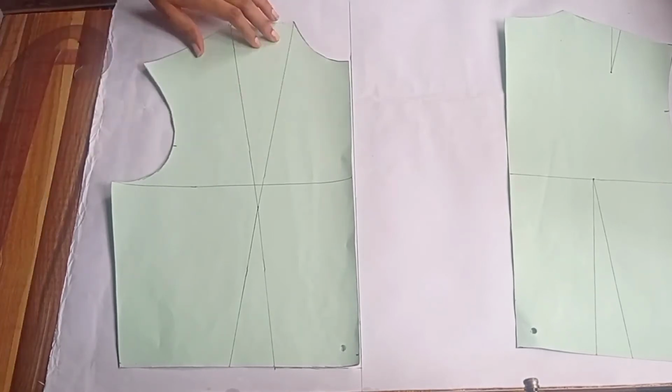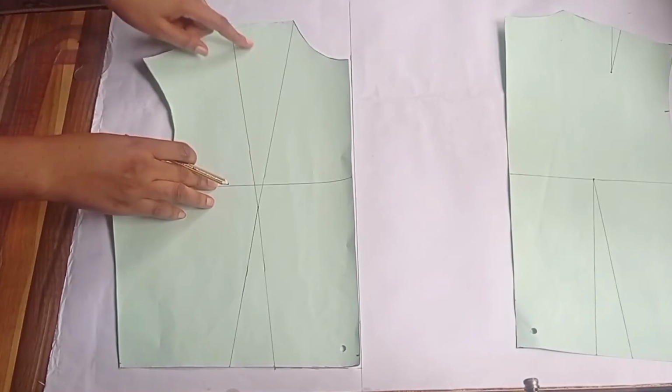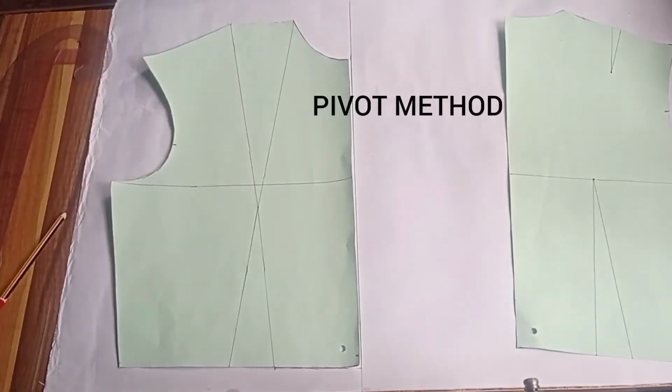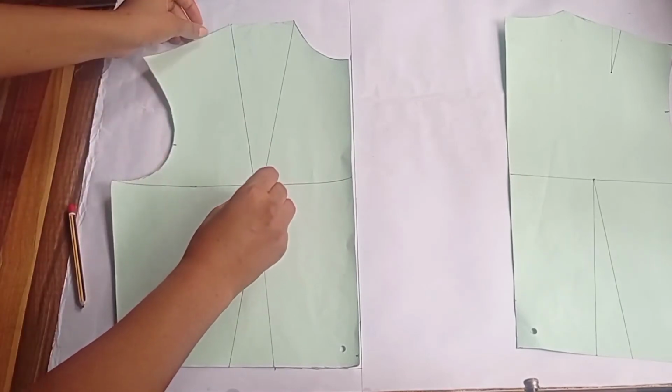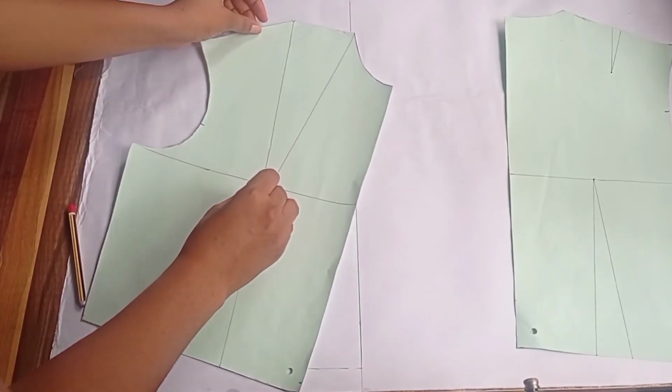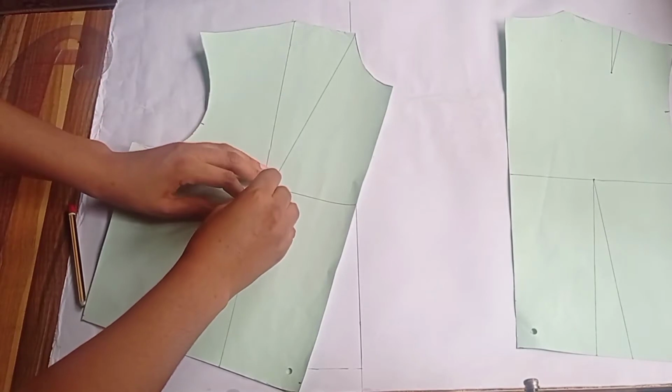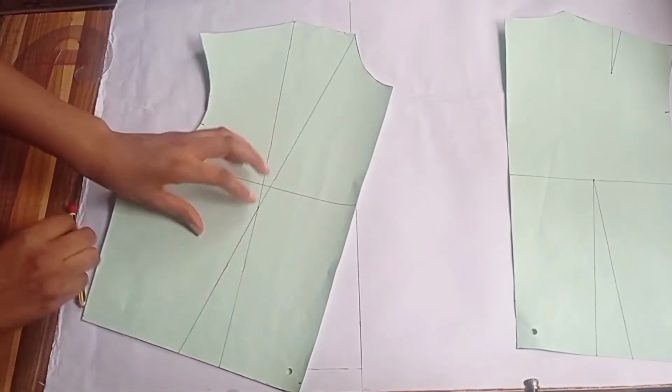So what I'm trying to do here is to transfer the shoulder dart to the waist dart, and I'm using the pivot method. I grab my pin to pierce through the bust point. To transfer the shoulder dart to the waist dart, move the second dart leg to the position where the first dart leg was before, while using the pin to hold the pattern in place.